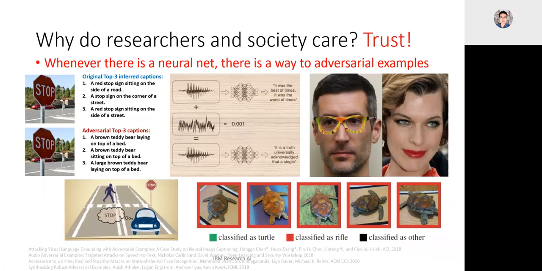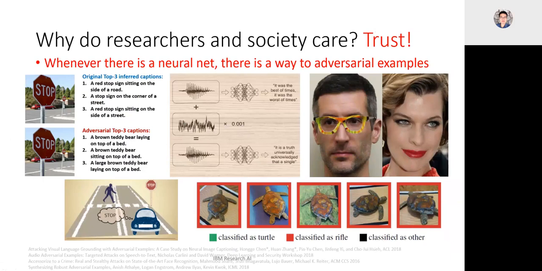I'm sure you can imagine other possible applications of generating adversarial examples. For example, this is the image captioning attack that we have shown in the past. This image will generate correct and related captions, for example, a red stop sign sitting on the side of a road. But if you use our technique and add some small perturbation to create adversarial examples, as at the bottom, you can manipulate the outcome and get crazy captions like a brown teddy bear laying on top of a bed. And these two images basically look the same to humans. You can do the same thing for automatic speech recognition systems, which we will revisit in a few slides. And these things did not just happen in the digital world.